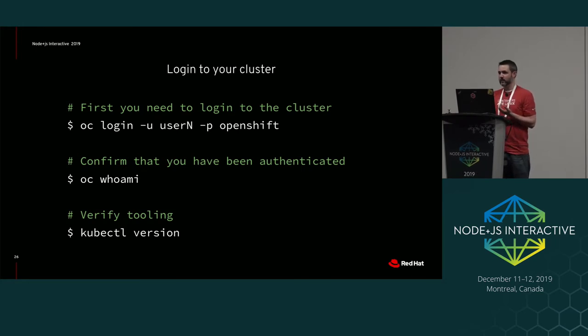You are going to need to log in inside the terminal. So login dash u, and then you specify your user. Don't actually put user n, the n stands for your number, just in case anybody didn't know that. And then dash p, and then OpenShift is your password.